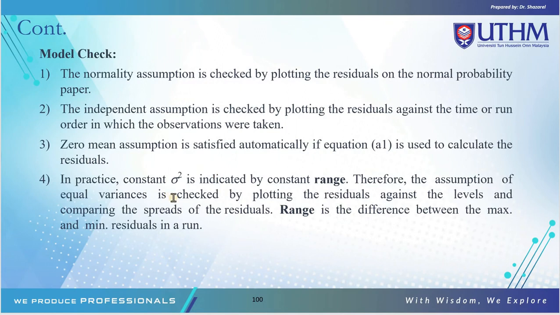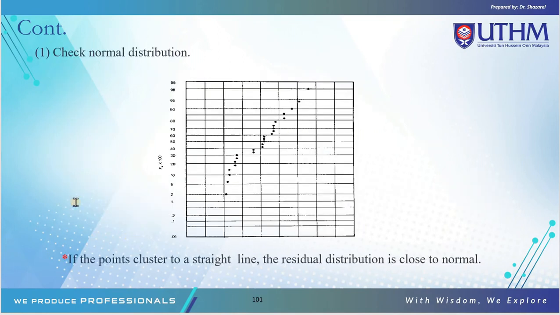Lastly, we check the constant variance. This can be checked by plotting the residuals against the level, and then we observe the spread of the residuals, and examine the range, which is the difference between the maximum and the minimum residual in the run. This is an example of the plot using the normal probability paper.